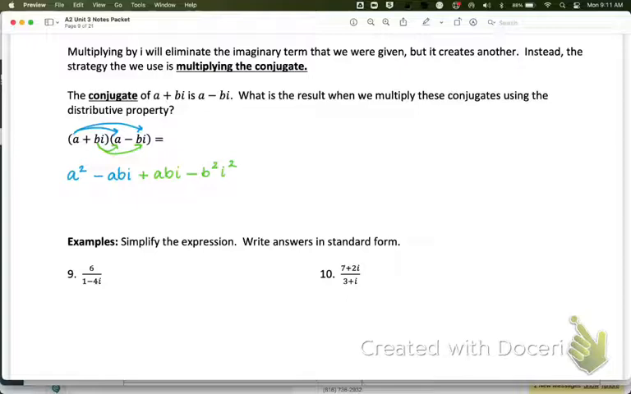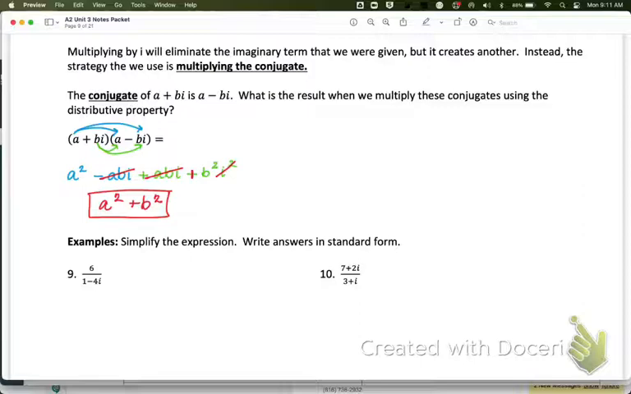Okay, what do we know happens next? We know that negative abi and positive abi, those are going to make 0. So those are going to cancel out. I also know that this i squared is a negative, so that's going to make this a plus. Okay, so what is this left with? a squared plus b squared. That's what we get every single time when we multiply complex conjugates. I don't have any i's left, and it's just the coefficients a and b, sum of them squared. That's what we get. Notice we got rid of all the i's when we did that.